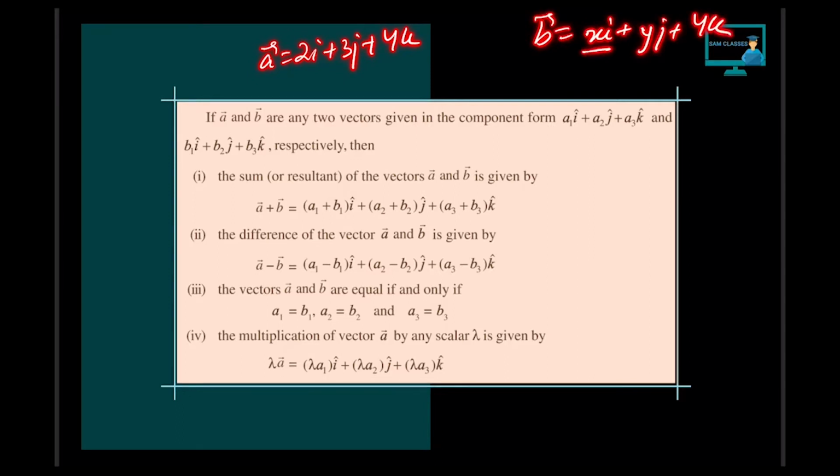Same thing with subtraction. If they say two vectors are equal, the i component will be equal to their i, j will be equal to their j, and k will be equal to their k. A lot of times, let's say for A vector they have given 2i plus 3j plus 4k, and it is equal to B vector, xi plus yj plus 4k. So x will be equal to 2, don't interchange, y will be equal to 3. The first one will be equal to the first one.